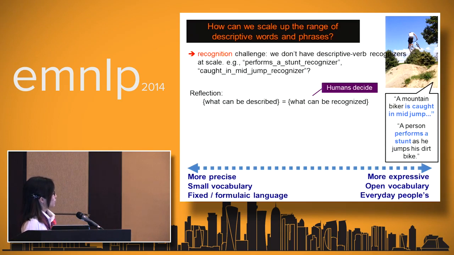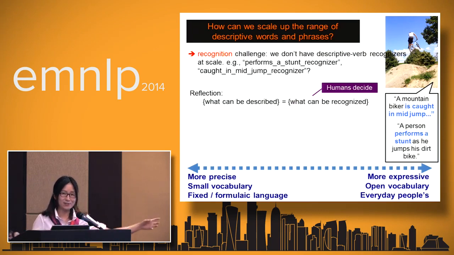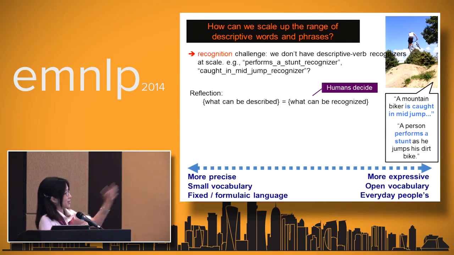So reflecting on the prior literature, it seems that there have been a significant amount of efforts in which the set of what can be described is basically defined by the set of what can be recognized. And this set is defined by humans. And the hope was that we start with a small and precise set, and we gradually increase the set until we become very large scale. But we haven't gotten there yet.